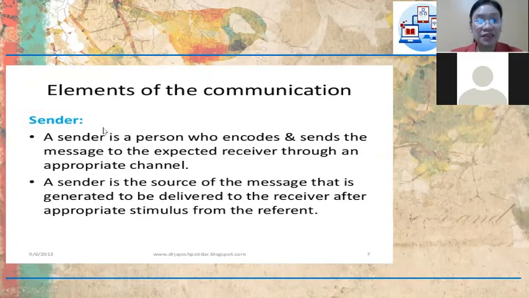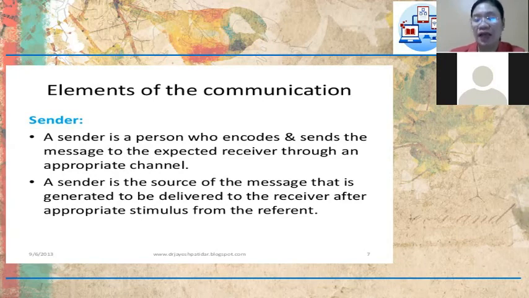First, we have the sender. Who is the sender? The sender is a person who encodes and sends the message to the expected receiver through an appropriate channel. A sender is a source of the message that is generated to be delivered to the receiver after appropriate stimulus from the referent.